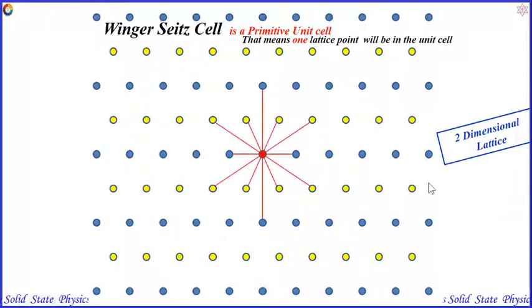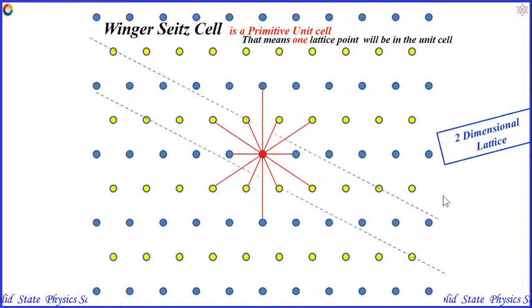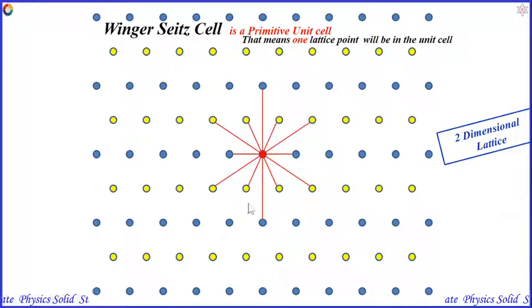Now here, for this lattice we have drawn the lines like this, but if we do not consider these longer distance points, this one, this one, this one, this one, this one, this one, we can also find the same Wigner-Seitz cell. Okay, so as per the procedure we have to connect the nearby points.